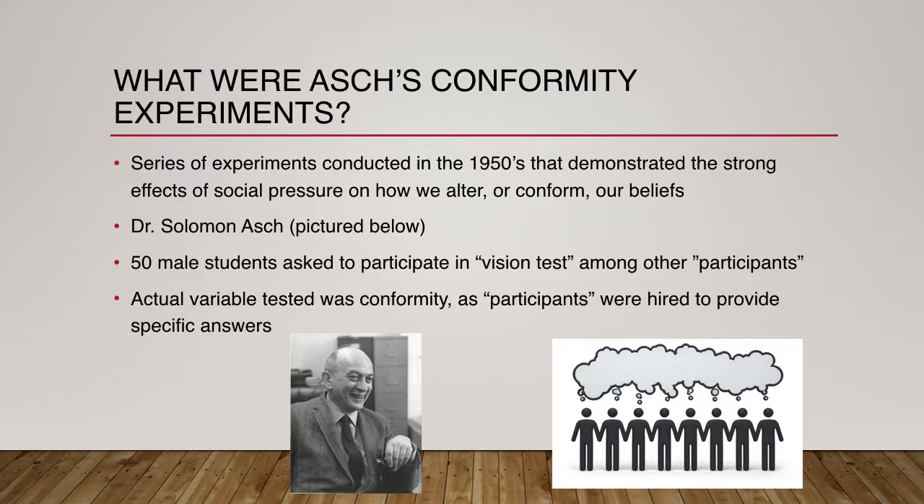What were Asch's conformity experiments? Asch's conformity experiments were a series of experiments conducted in the 1950s that demonstrated the strong effects of social pressure on how we alter or conform our beliefs. These experiments were conducted by Dr. Solomon Asch, where he asked 50 male students from Swarthmore College in Pennsylvania to participate in an experiment that would supposedly test their vision. Each participant would be tested among 7 other participants. However, unbeknownst to the voluntary student participants, the other 7 participants in the room were not actually participants at all, but were instead placed there purposely by Asch to respond to the vision test in a way that was agreed upon before the experiment took place.